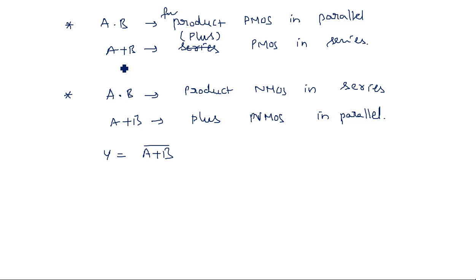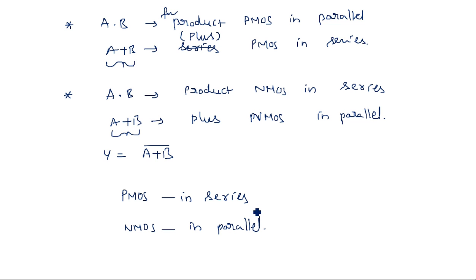A plus B means we have to consider this case as well as this case. So PMOS must be connected in series and NMOS must be connected in parallel. So PMOS devices must be connected in series and NMOS devices must be connected in parallel. If you don't have any confusion in the realization, then only you can easily draw the circuit diagram.